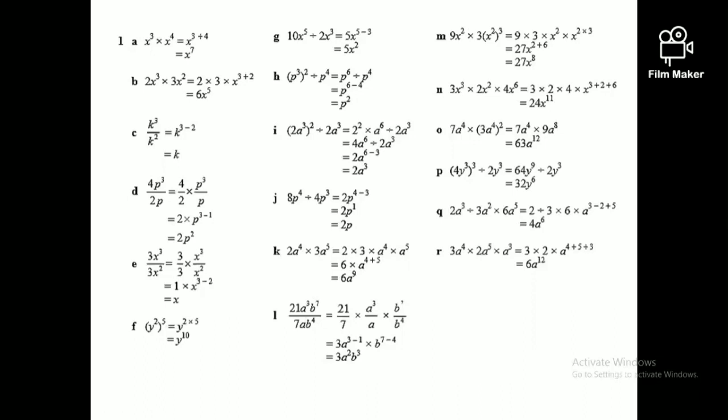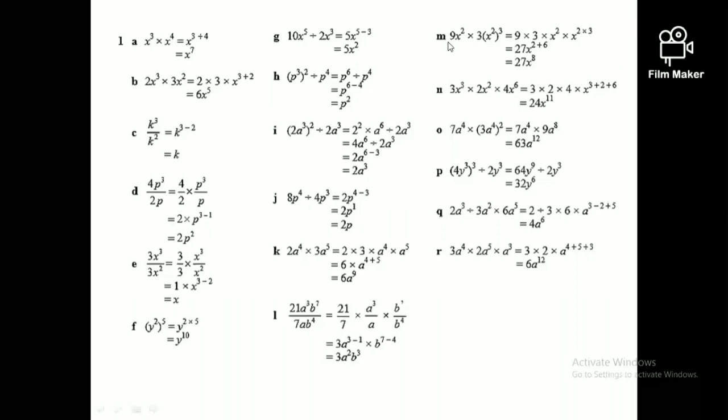Right. Then if you come across this question, 21a cube b to the power 7 divided by 7ab to the power 4. Initially you can operate 21 divided by 7 separately. Then the a terms, a to the power 3 divided by a, and b to the power 7 divided by b to the power 4. 21 divided by 7 is 3. In this operation you can subtract the powers: a to the power 3 minus 1, into b to the power 7 minus 4. Therefore, 3, a to the power 3 minus 1 is 2, b to the power 7 minus 4 is b to the power 3. That is the answer for question number I.